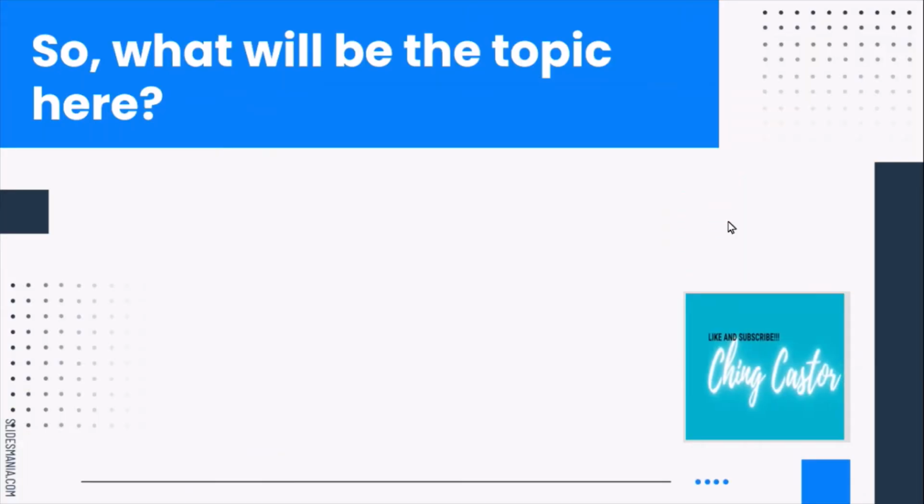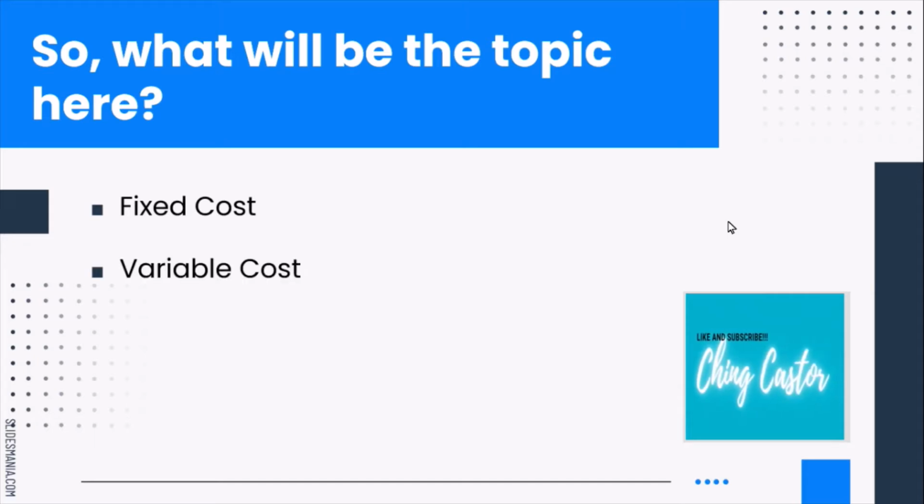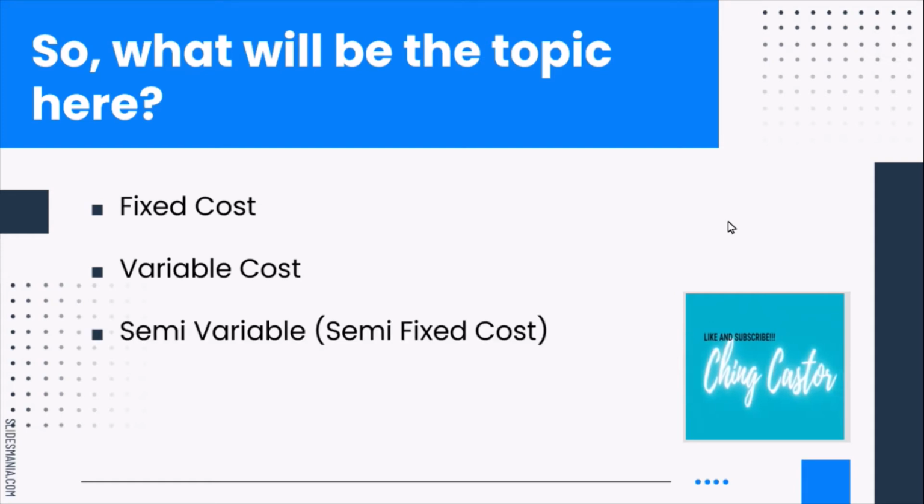So let's start. So what will be the topic here? We have 4 topics. The first one is the fixed cost, its theory and its computation, and then the variable cost, the semi-variable or semi-fixed cost, and then the step fixed cost.